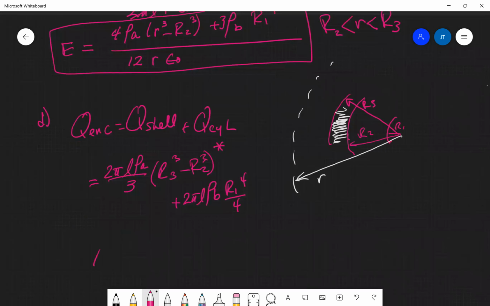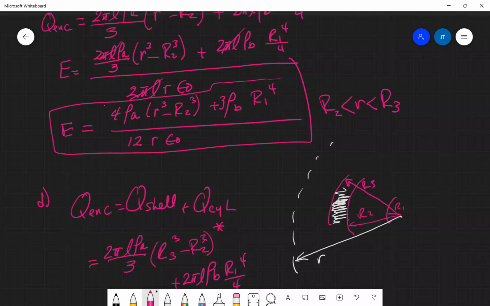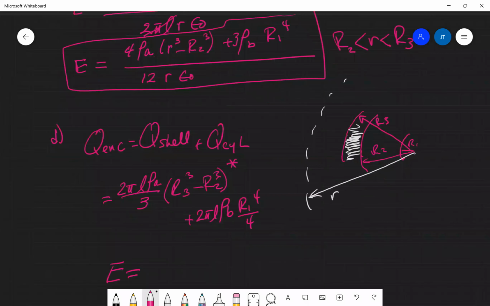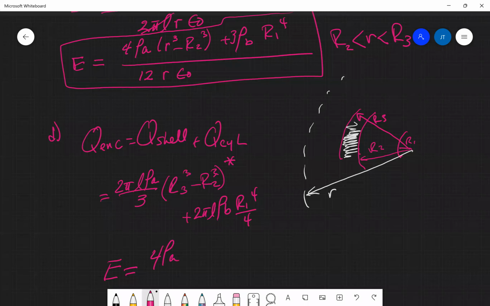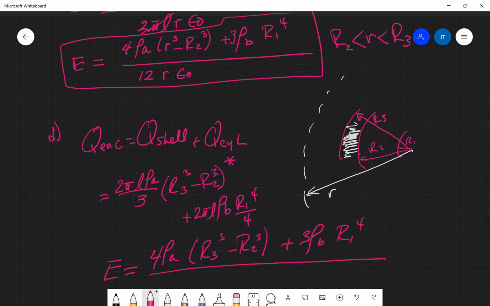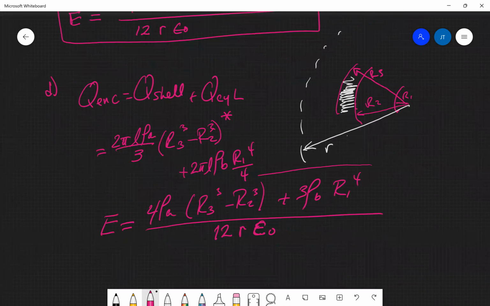So the electric field will be exactly the same as this one, but instead of R cubed here, not this, just this one, I'll have R3 cubed. So I'll have 4 rho A R3 cubed minus R2 cubed plus 3 rho B R1 to the 4 over 12 R epsilon naught. Again, it's radial. That's when I'm outside.